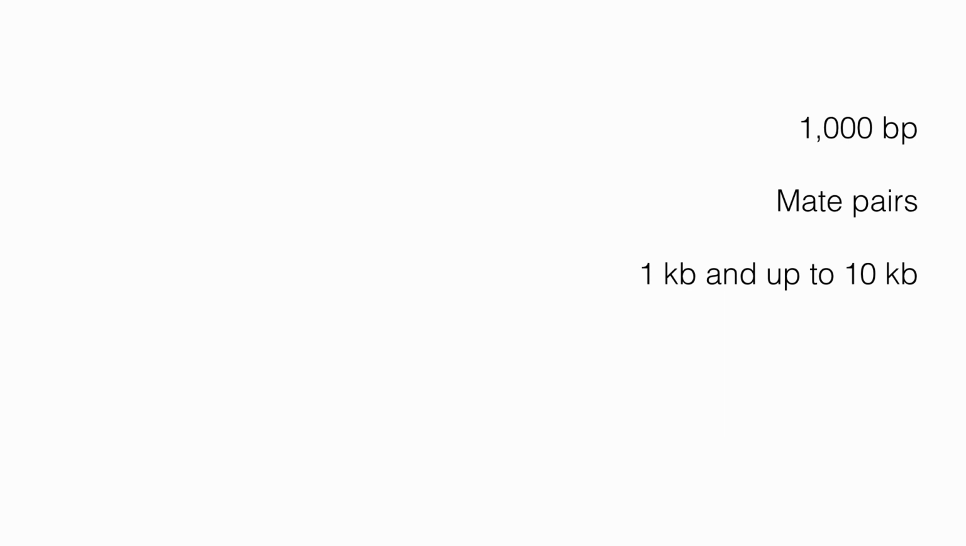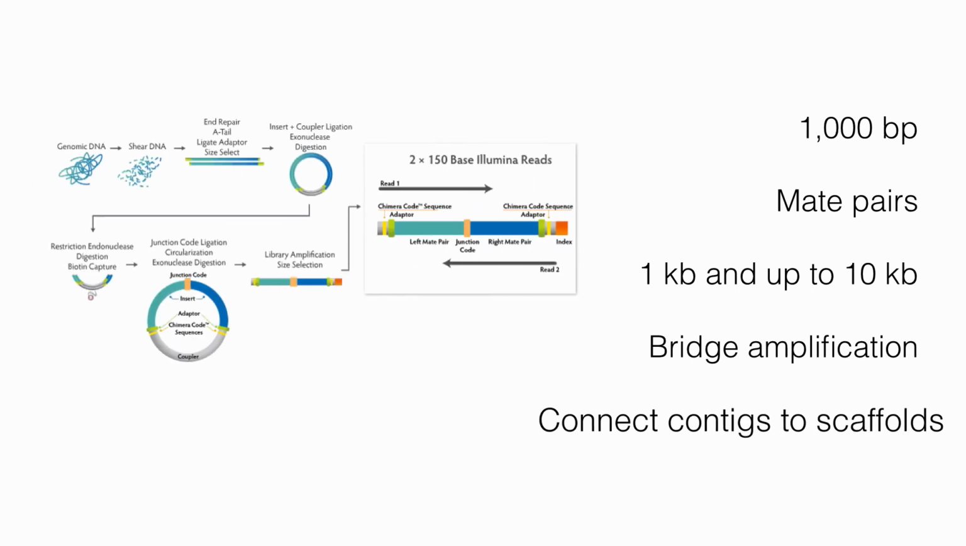To sequence the ends of fragments that are large, the DNA is being circularized. The ends are attached to each other in reverse. A mate pair is formed. The ends are now cut so the fragment becomes small enough to sequence by bridge amplification. Due to their length, mate pairs are very useful to connect contigs that are far apart into scaffolds.